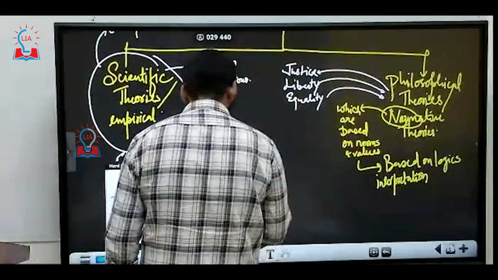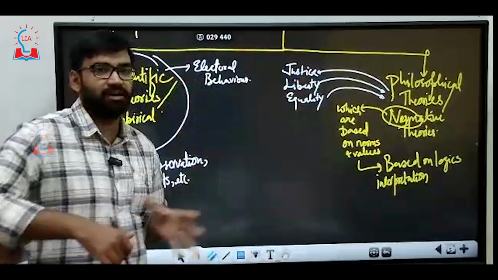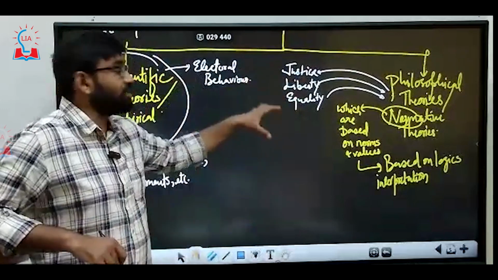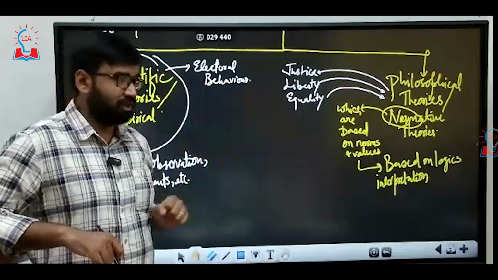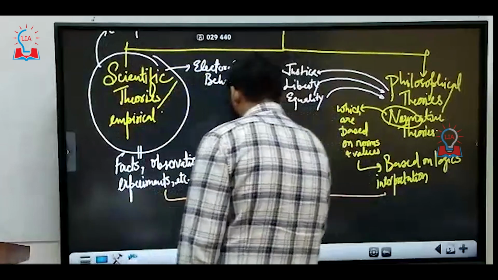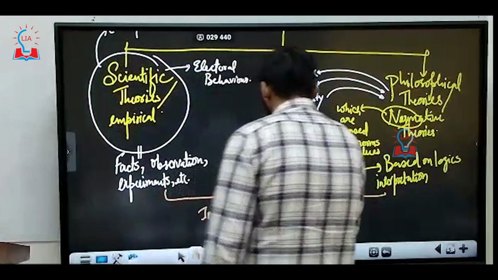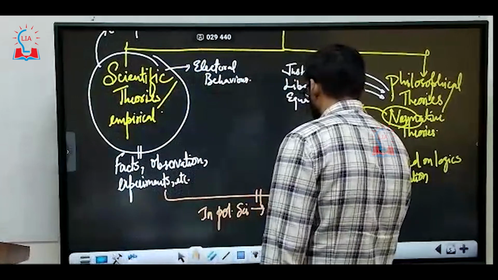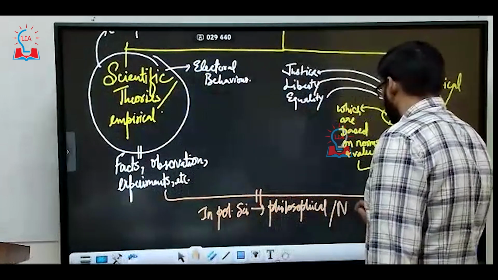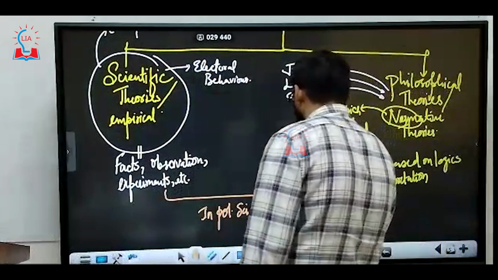Now, in political science, which theory will dominate? Philosophical or scientific? Philosophical, because it was a part of philosophy only. So in political science, philosophical or normative theory dominates.